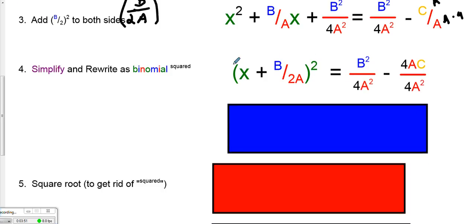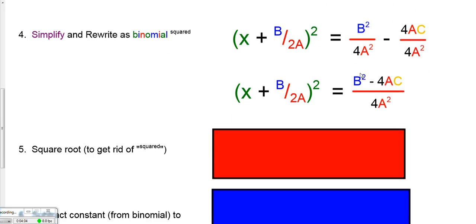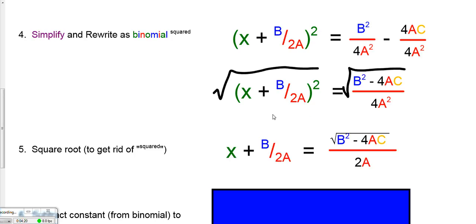So here's my binomial squared. Here are my two fractions in a common denominator. So I'm going to simplify that to say b squared minus 4ac all over 4a squared. Notice at this point, here is my discriminant. I'm going to square root both sides. This side gets square rooted. This side gets square rooted, the whole thing, to get rid of this squared piece. When I do that, I just have x plus b over 2a on the left. And this whole thing, my square root, gets applied to the numerator and the denominator.